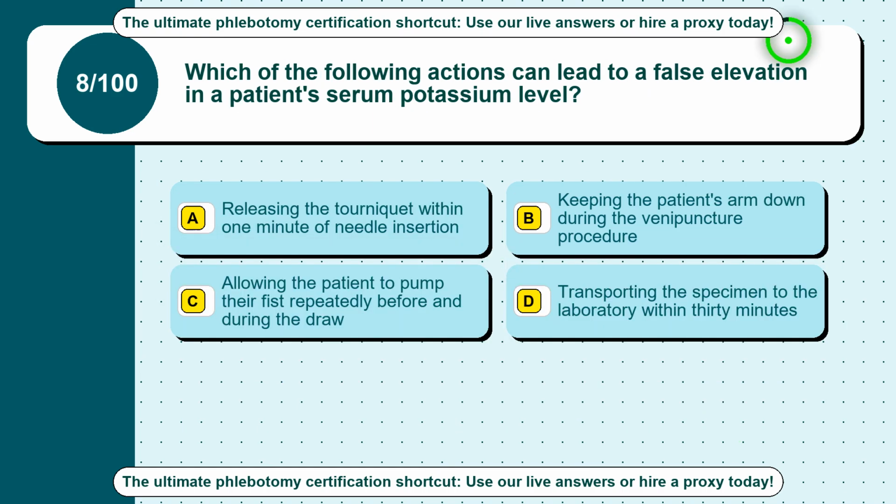Question 8. Which of the following actions can lead to a false elevation in a patient's serum potassium level? Option A, releasing the tourniquet within 1 minute of needle insertion.